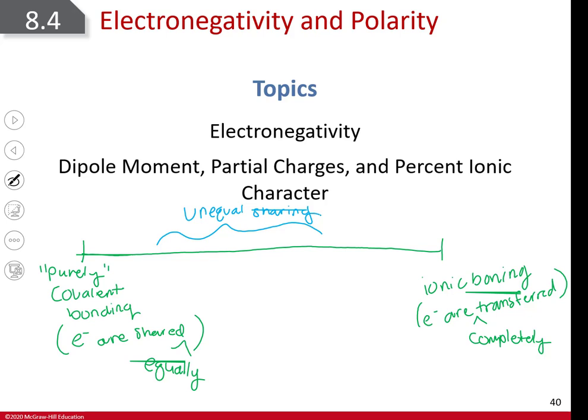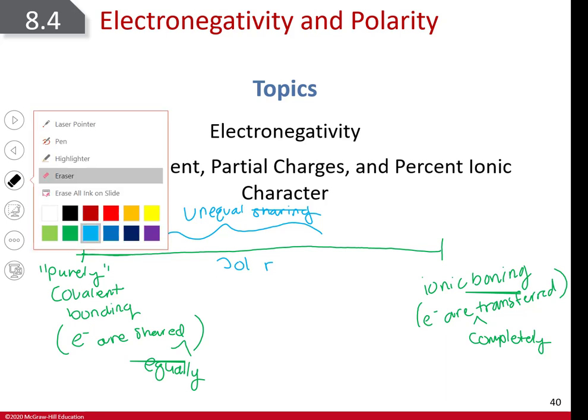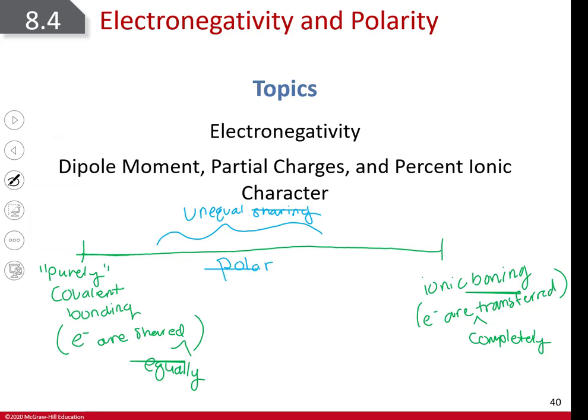Unequal sharing ends up looking somewhat between a covalent bond, where they were shared, and a little bit like an ionic bond, where we got some charges because the electron was kind of staying on one side. This is called polar bonds. It is a type of covalent bond, polar covalent.